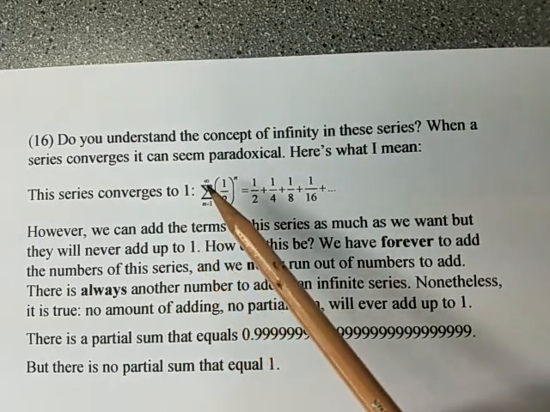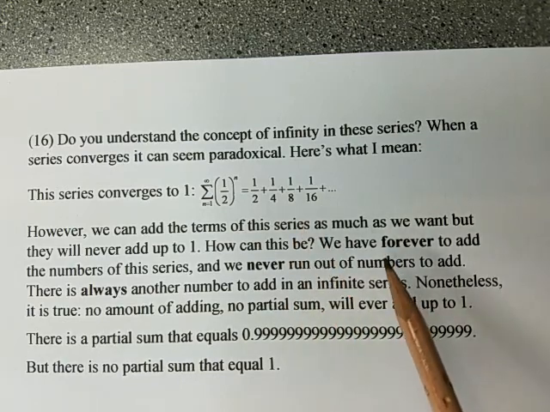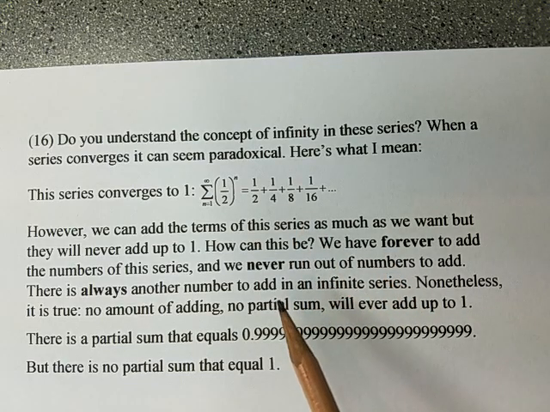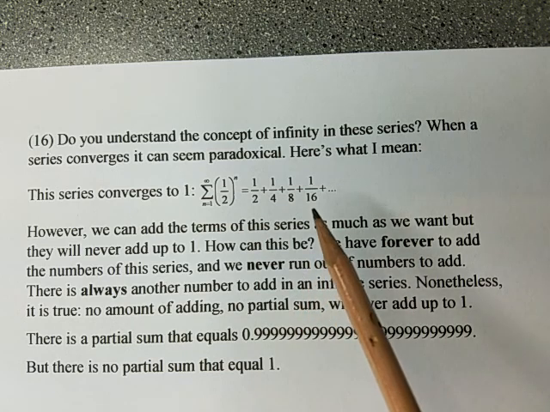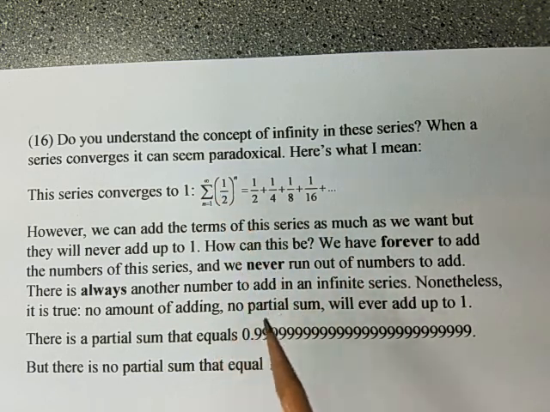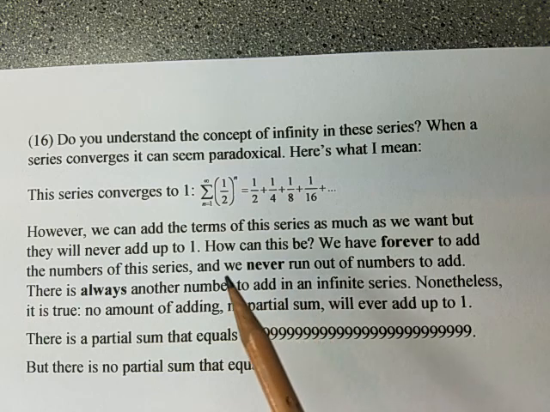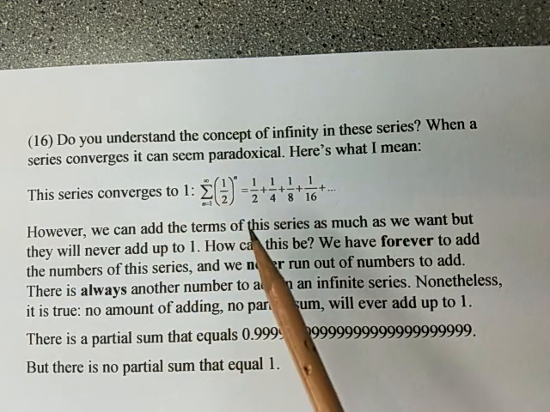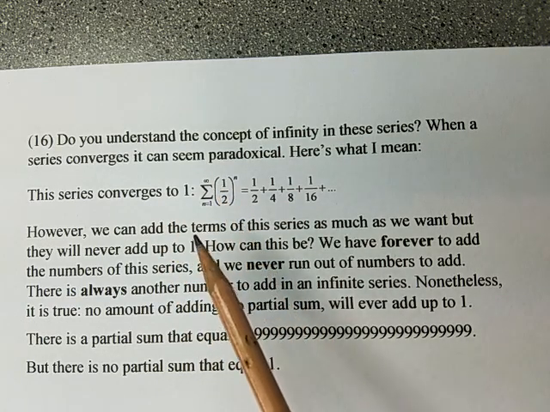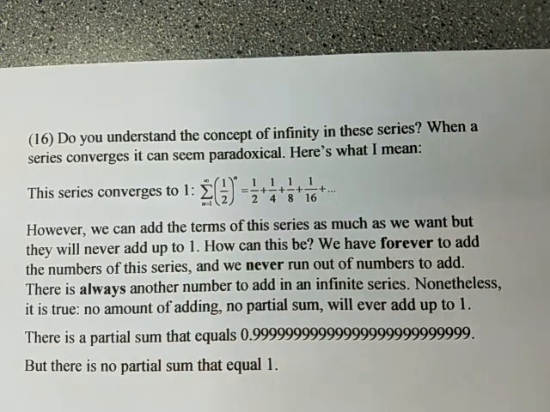And I have forever to add. I can add these numbers forever. There's always another number to add. And maybe they're getting smaller, but you've got forever. The numbers never run out. You keep adding. And so that seems a little bit strange that you have forever. You can always keep adding. But the grand total, it will never be 1. Okay? All right, but that is in fact how it works.